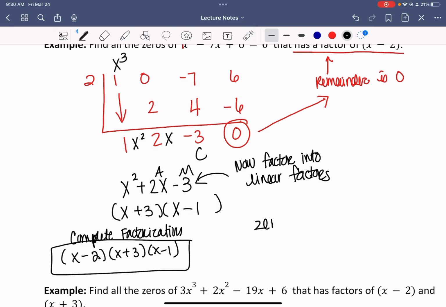And if it says, what are all the zeros? Well, we first got the zero of 2. And then you can just take these and set them equal to 0, which is going to give you the negative 3 and positive 1.